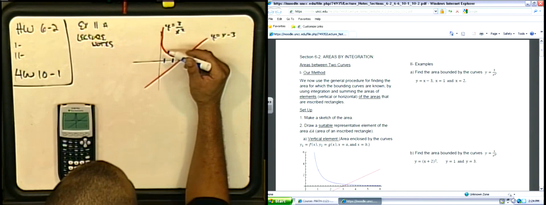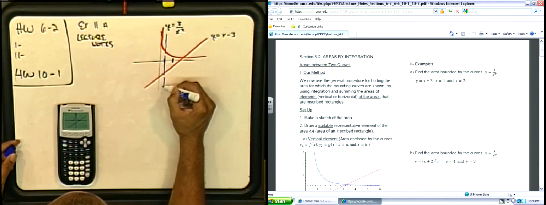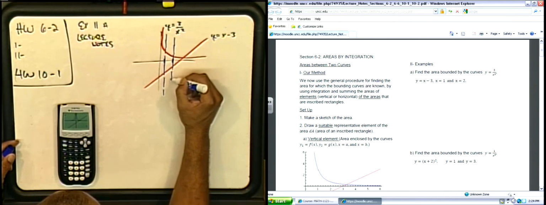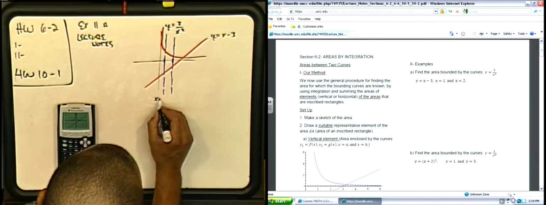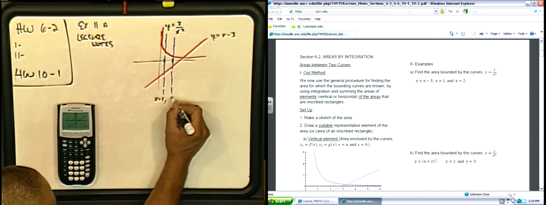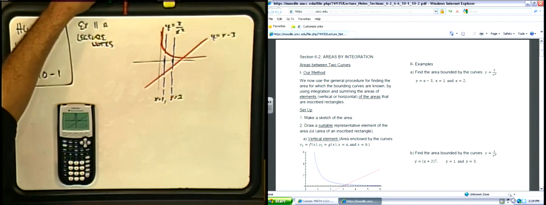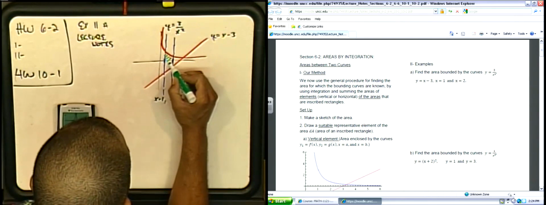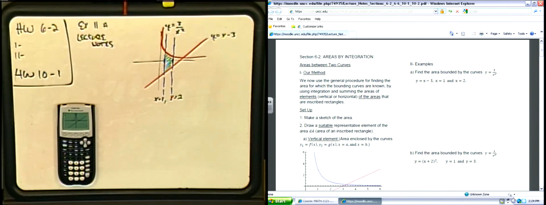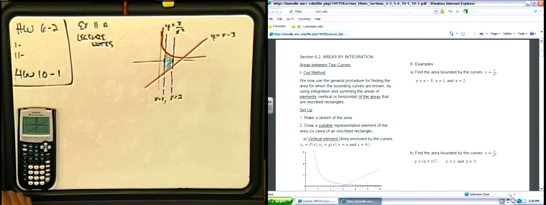We are looking for this, x equals 1, x equals 2, and we want the area bounded by these curves. So we'll use integration.